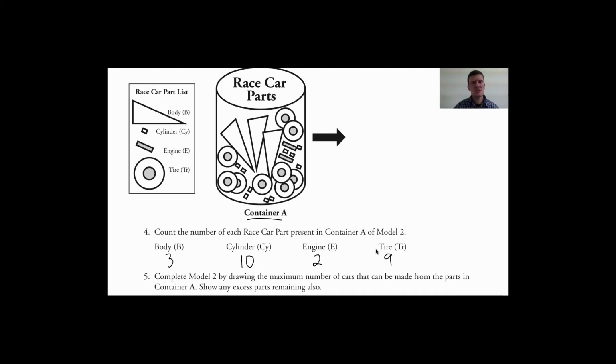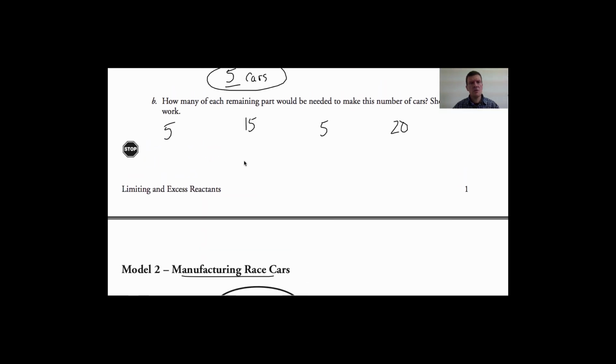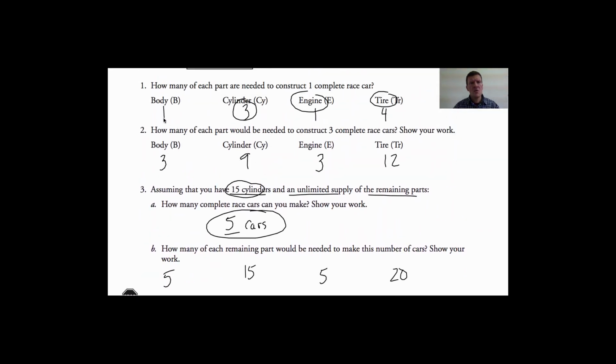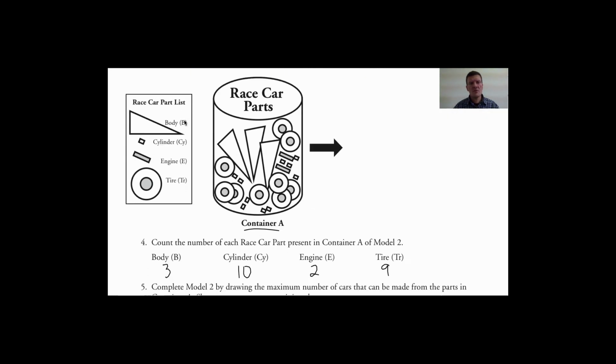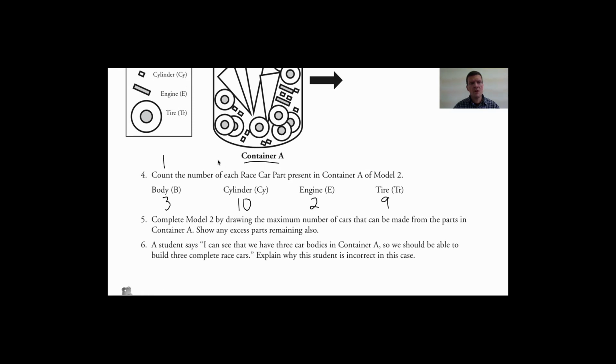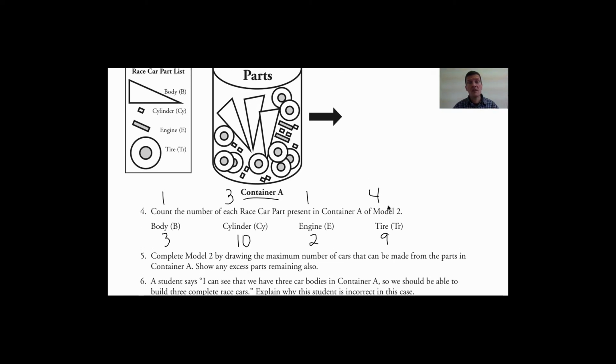You're probably already figuring out that these aren't exactly in the ratios that we were hoping for. We were hoping for a 1, 3, 1, 4 ratio. Well, they're not in a 1, 3, 1, 4 ratio, and that means that we're not going to be able to create the cars exactly the way we want to. We might have too many parts of something, or not enough of something.